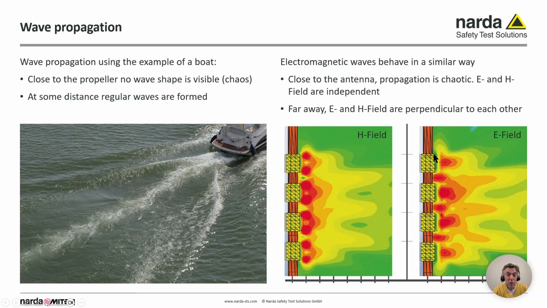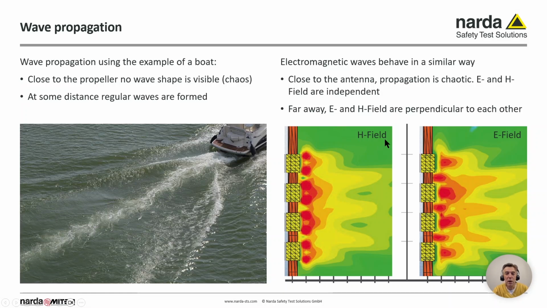Okay, so close to the antenna, electric field and magnetic field are completely independent from each other. So close to the antenna, we have to measure both electric field and magnetic field. You can compare it with the waves of a boat which is driving through the sea. Close to the propeller, you can't see a clear wave structure. If you look some meters away from the boat, then you can see a clear wave structure. The same happens also to our antennas.